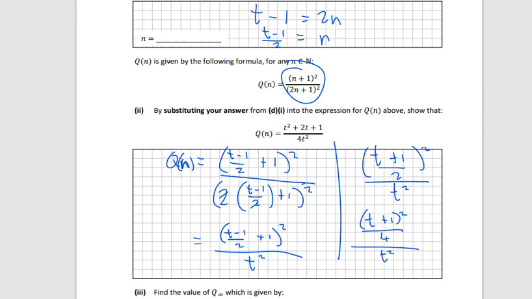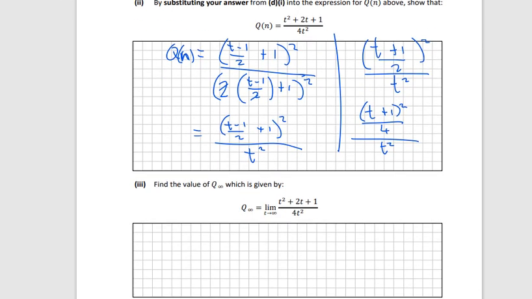I've run out of space now. So it's (t plus 1) squared over 4 multiplied by 1 over t squared. And that gives us what we should get. So it's (t plus 1) squared over 4t squared. That's it.